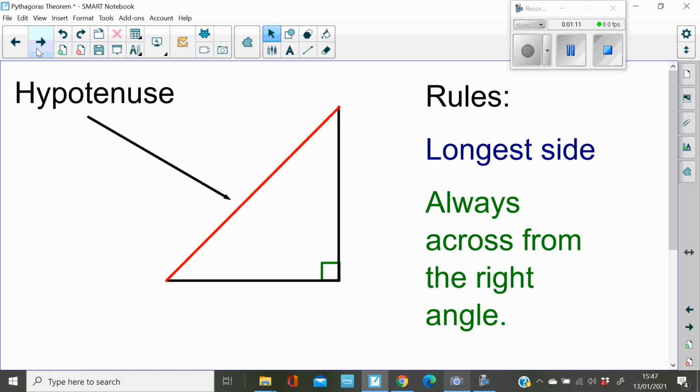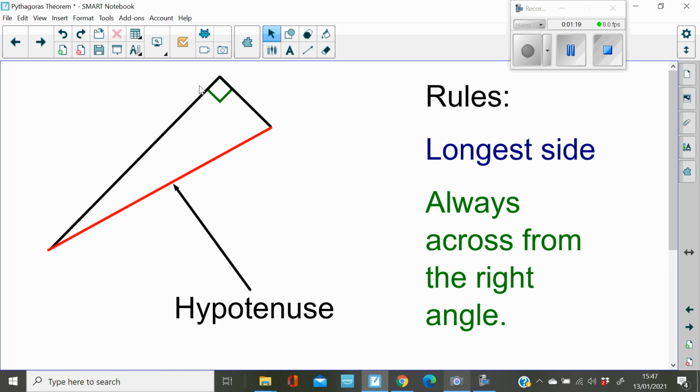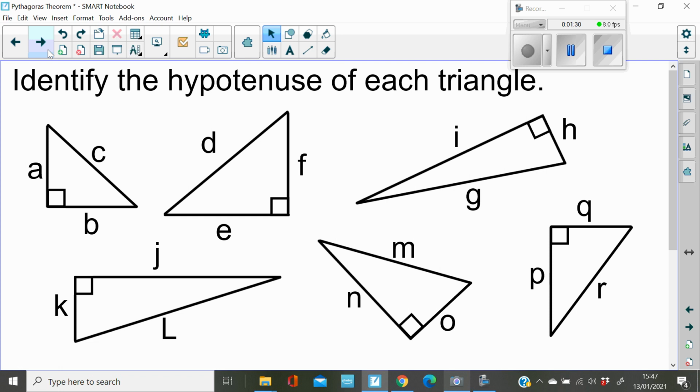This triangle, just the other way around, the red one is again the hypotenuse, longest and across from the right angle. Here, turned the other way around, is this right angled triangle, but again, the longest side and across from the right angle is the hypotenuse. So you can pause the video and identify the hypotenuse of each triangle. You're just picking one of the letters A, B or C. Pause that, see if you can work out the answer to those, and once you're ready, move on.